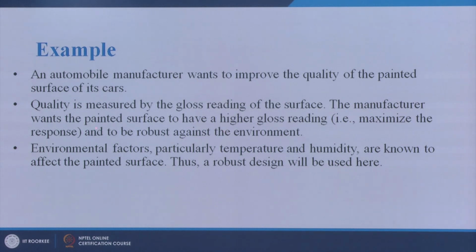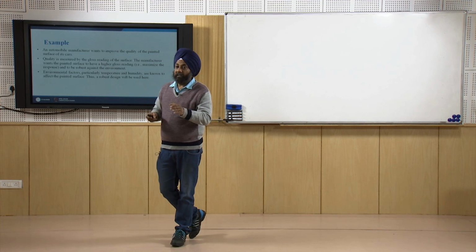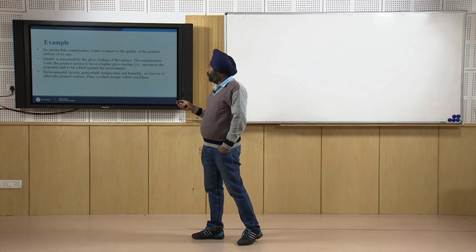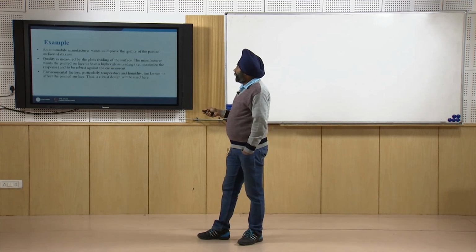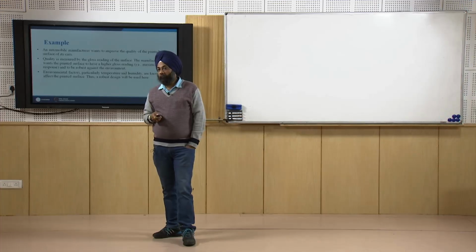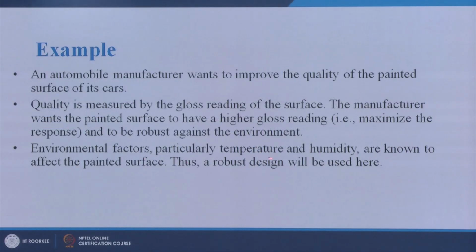The manufacturer wants the painted surface to have a higher gloss reading, which means that for the instrument that measures the gloss reading, it is expected that the maximum gloss reading should come in order to ensure the quality of the painted surface and to be robust against the environment. So it should be robust against the environment over a period of time. It should not get influenced by the environment. The environmental factors, particularly temperature and humidity, are known to affect the painting surface. Thus, a robust design will be used here.